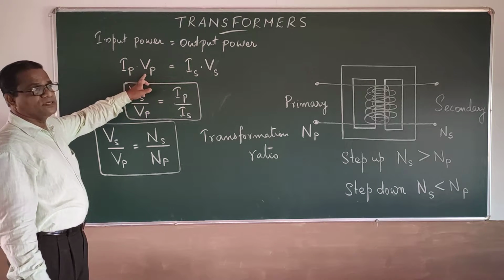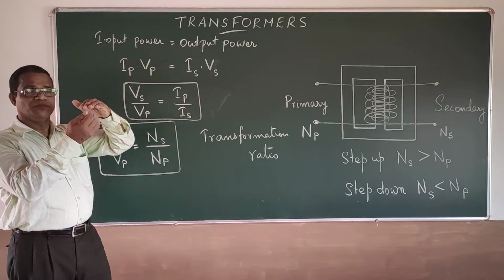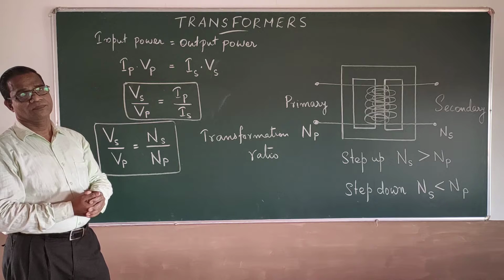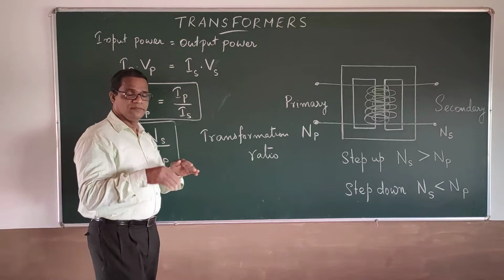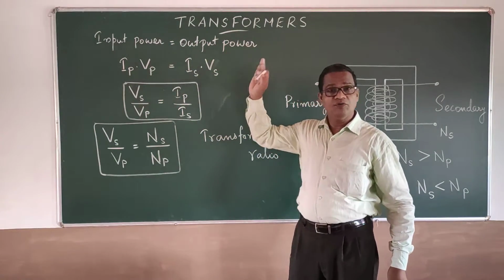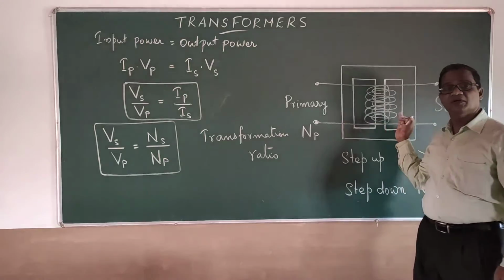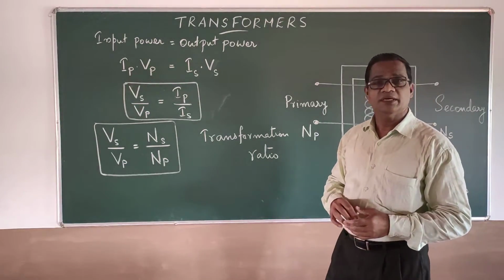So here we can find one thing: suppose the voltage is increasing, the current in that part is decreasing. So current-voltage adjustment is coming. But this is only the ideal case. Always the output power will be less than the input power due to many reasons.